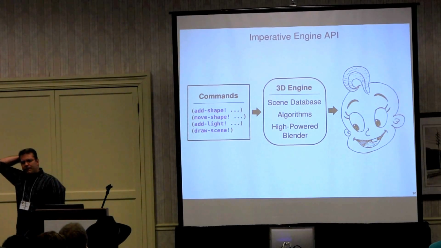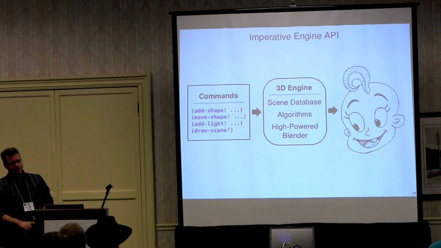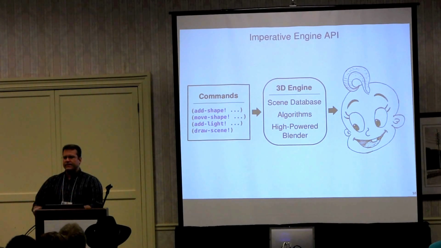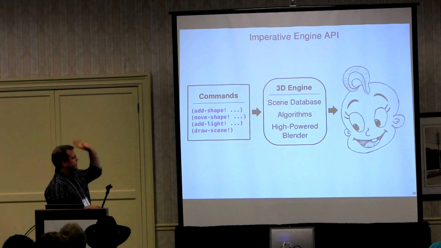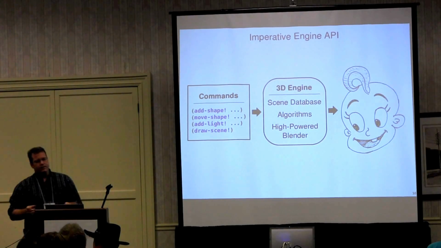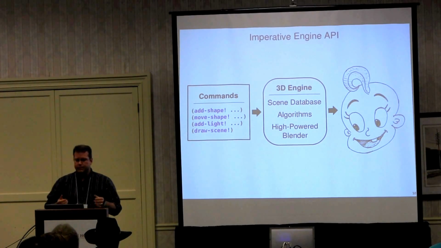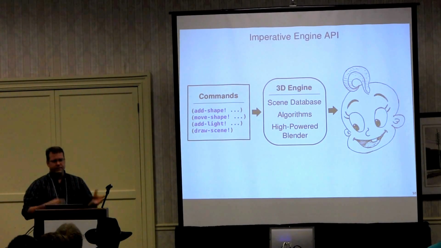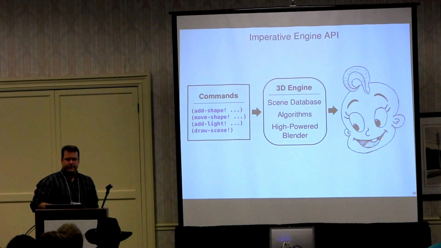Most engines have an API that's very imperative. You give commands. Add this shape, move this shape, load this map, put this light here, transform this thing, put the gun on the attachment point of the thing, and then draw the scene. And internally, the 3D engine keeps a scene database, which keeps track of all the things that it's going to be showing. It's also got algorithms like frustum culling and some basic collision detection, and of course the high-powered blender by which you make the bland vertex data that you send to the giant baby head.